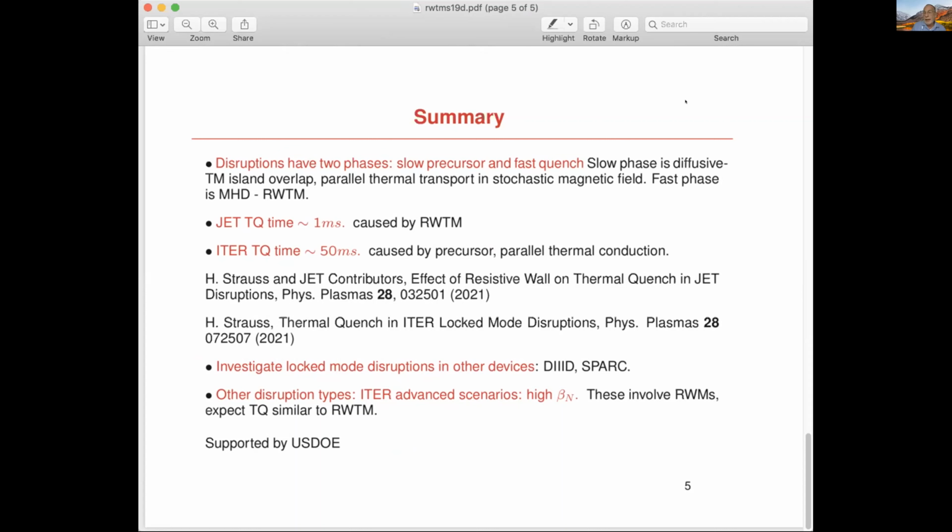There have been ideas for how to prevent the instability in the first place. It's usually prevented by the rotation of the plasma in JET. That might not be effective in ITER. There are other schemes for injecting microwaves that can also, for a reason I can't go into now, slow down or prevent the initial instability. So there are strategies, but that's really the topic of another talk, I guess.